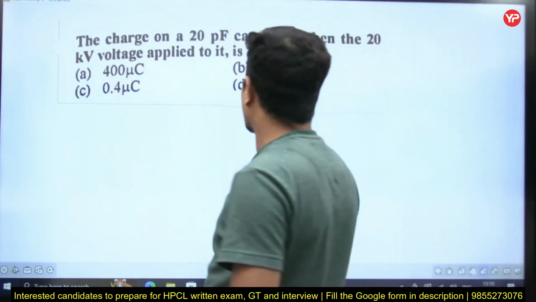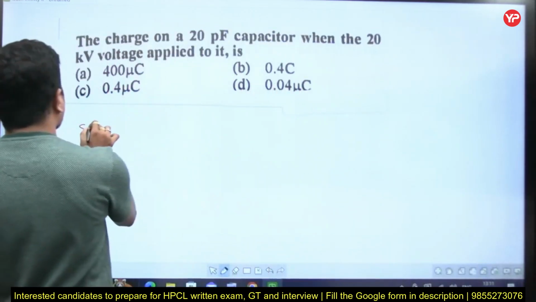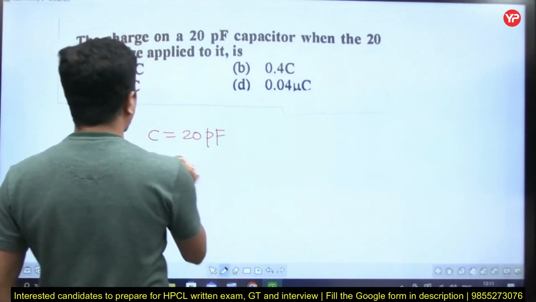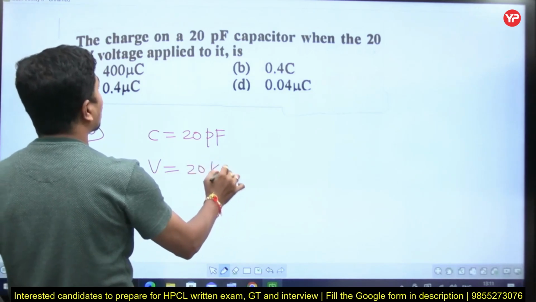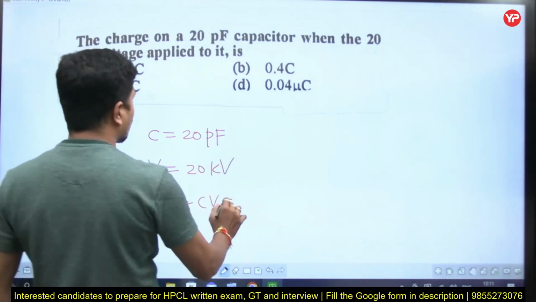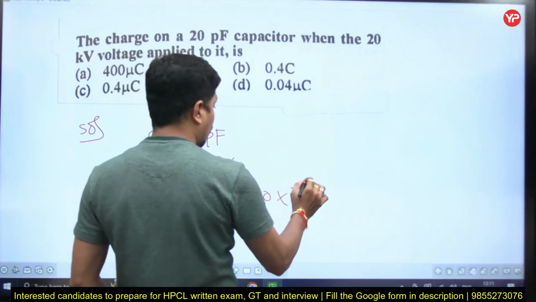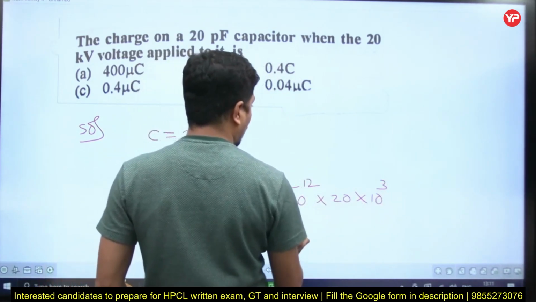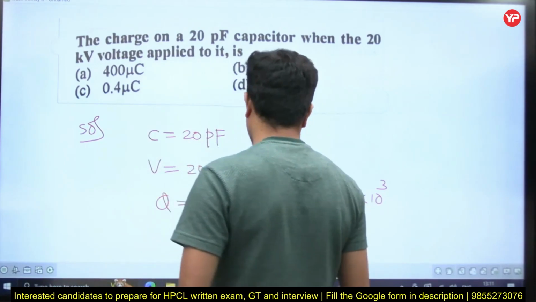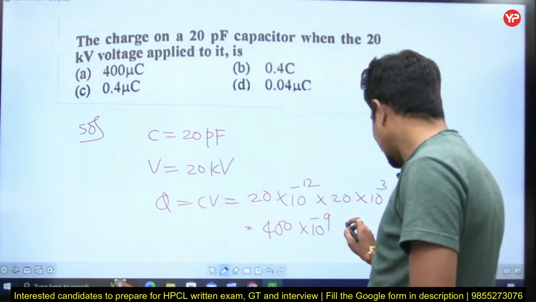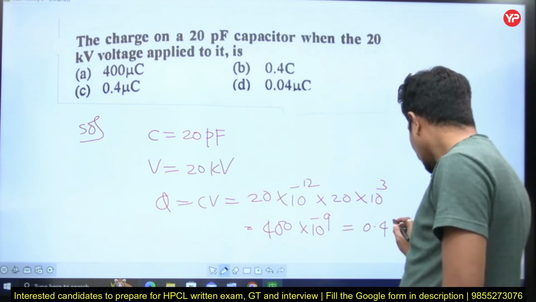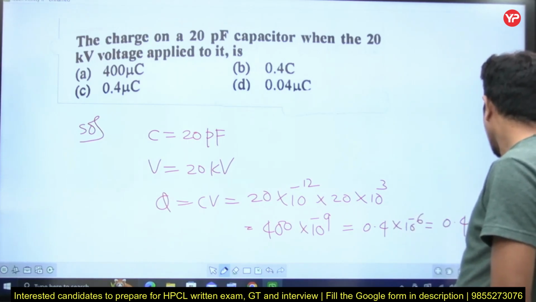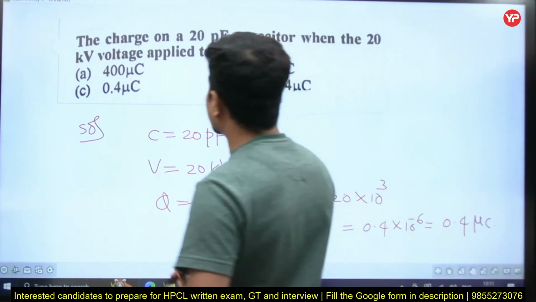The charge on a 20 picofarad, not microfarad, the charge on a 20 picofarad capacitor when 20 kV is applied. Q is equal to C into V, that is 20 into 10 to the power of minus 12 into 20 into 10 cube. So this will be 400 into 10 to the power of minus 9 coulombs. Now that can be written as 0.4 into 10 to the power of minus 6, that is equal to 0.4 microcoulombs. The option is C.